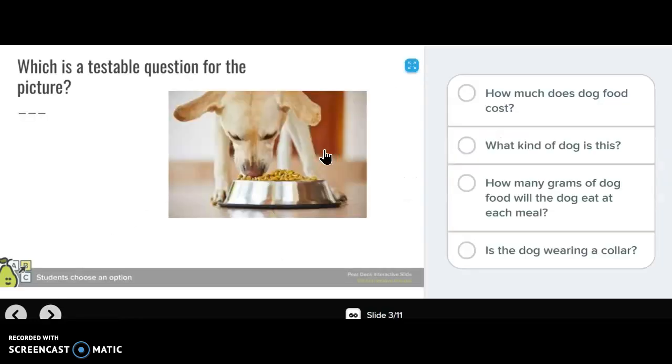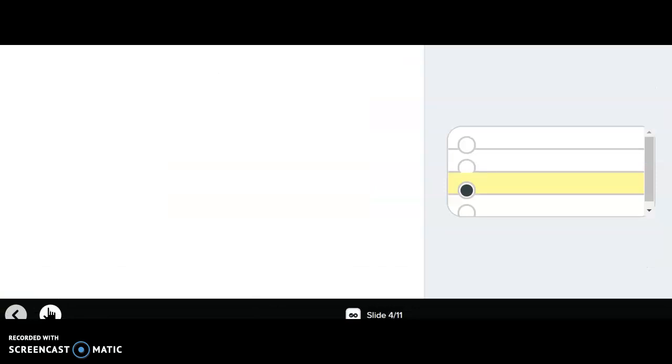So for this puppy dog, a possible testable question for this picture could be, how many grams of dog food will the dog eat at each meal? There's something to be measured there. It's not just something you could look up in a store by asking someone. And it's not just a yes or no question, like, is the dog wearing a collar?